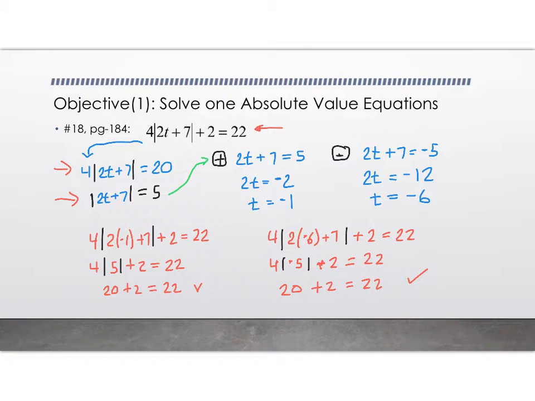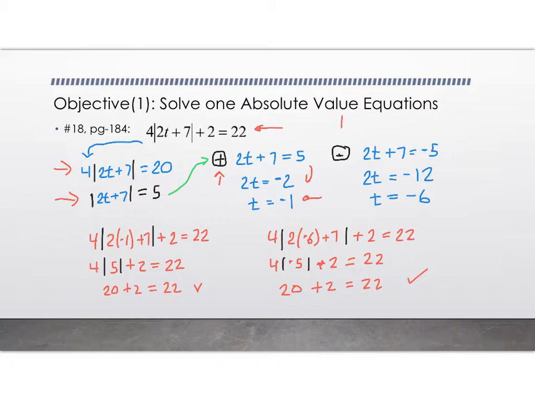Now, we can break this absolute value up into two pieces. One piece is the plus piece. In other words, the inside of the absolute value can be positive. So that means 2t plus 7 can equal a positive 5, and when we subtract 7 from both sides, we get 2t is equal to negative 2, and when we divide by 2, we get t is equal to negative 1.